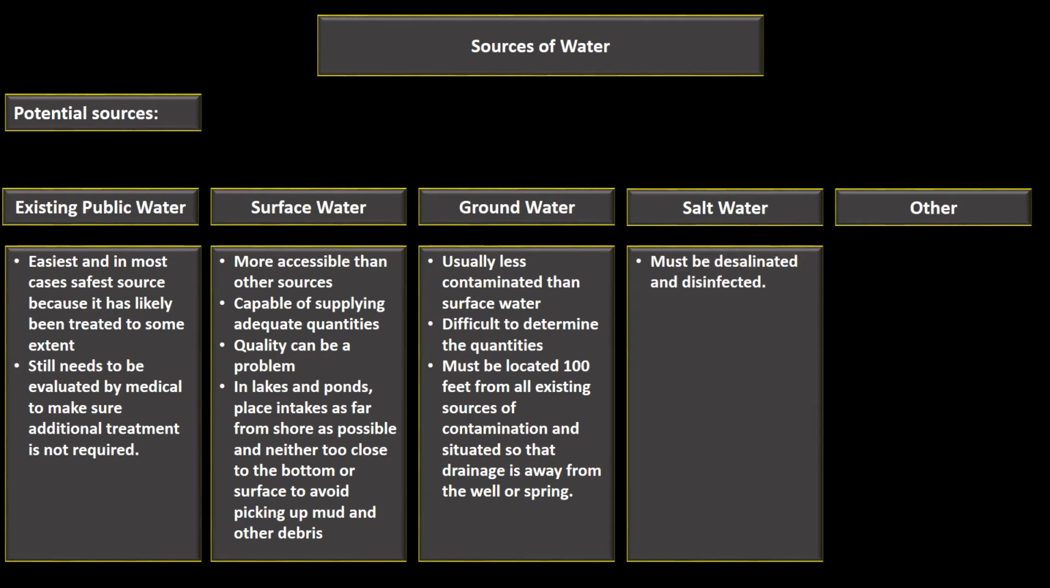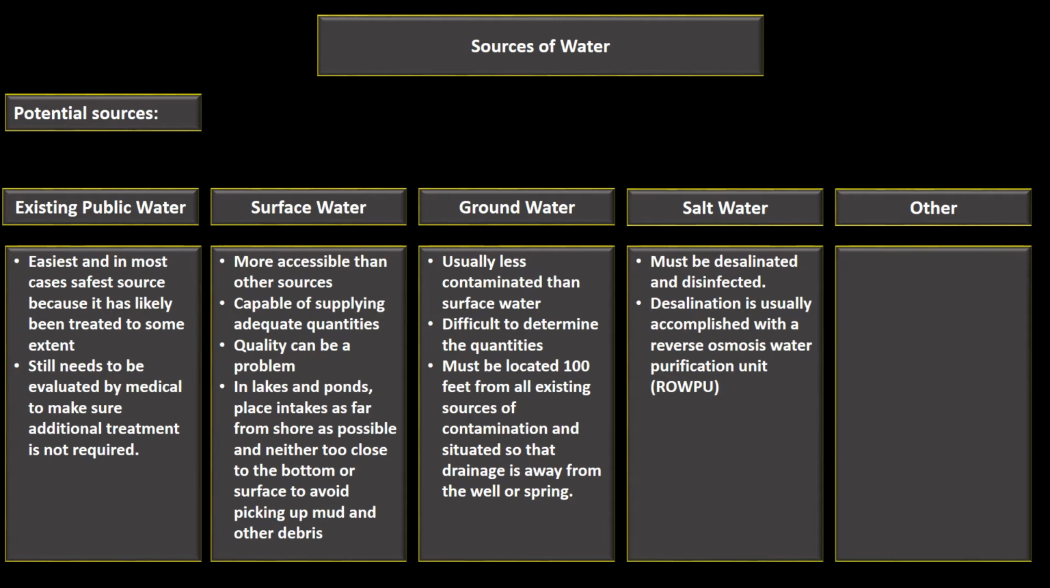Salt water has got to be desalinated. We've got to get the salt out of it. We can't consume salt water, and then it's got to be disinfected. To desalinate it, to get rid of the saline in it, a lot of the time we're going to use what's called a reverse osmosis water purification unit, or your ROPU, and we'll get into that more in a second here.